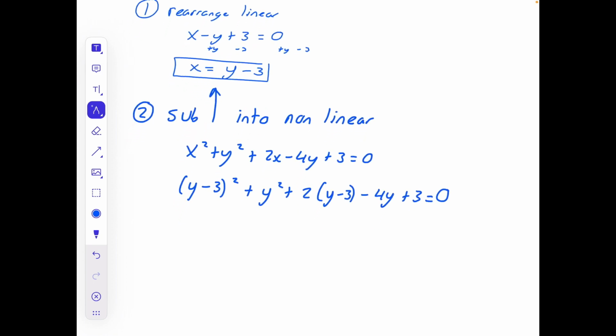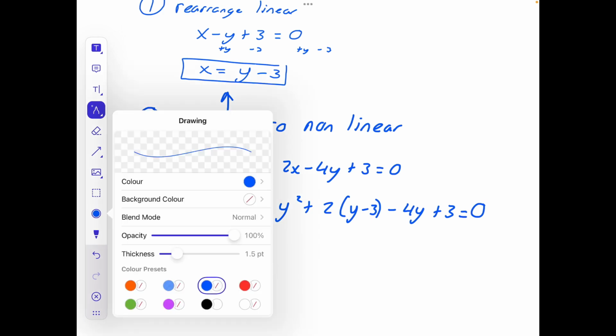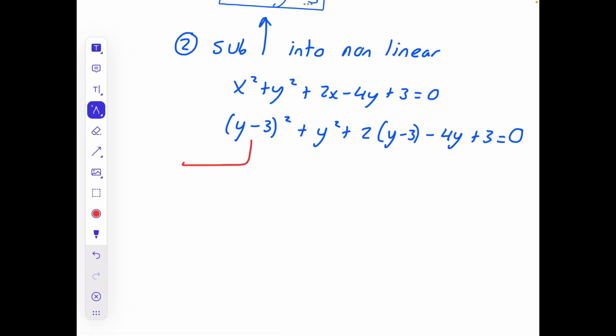Is equal to 0. So you take your step 1 after you've rearranged it, then you go to your non-linear, and we found that x was y minus 3, so everywhere there's an x in our non-linear, we're going to replace it with y minus 3. Now, a super common mistake that people make, and I'm going to multiply this out to the side because it is something that students just find so difficult.